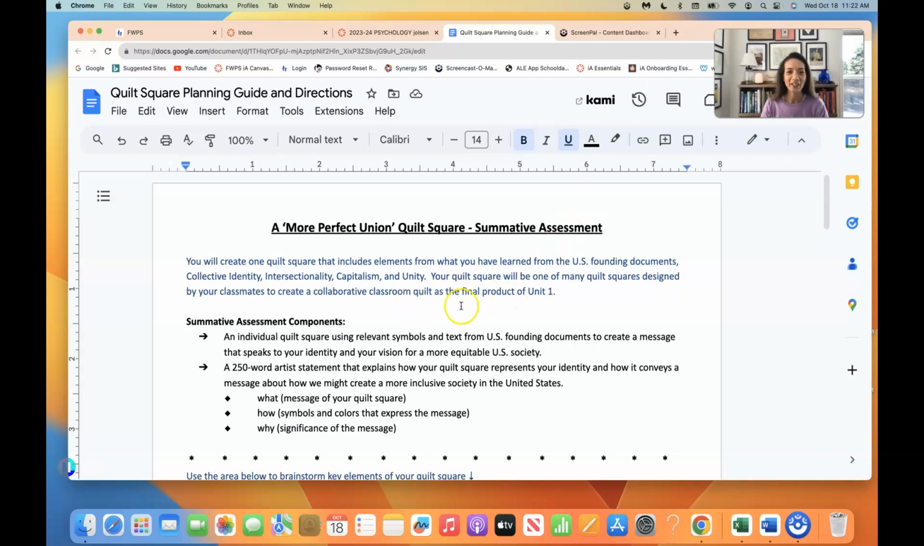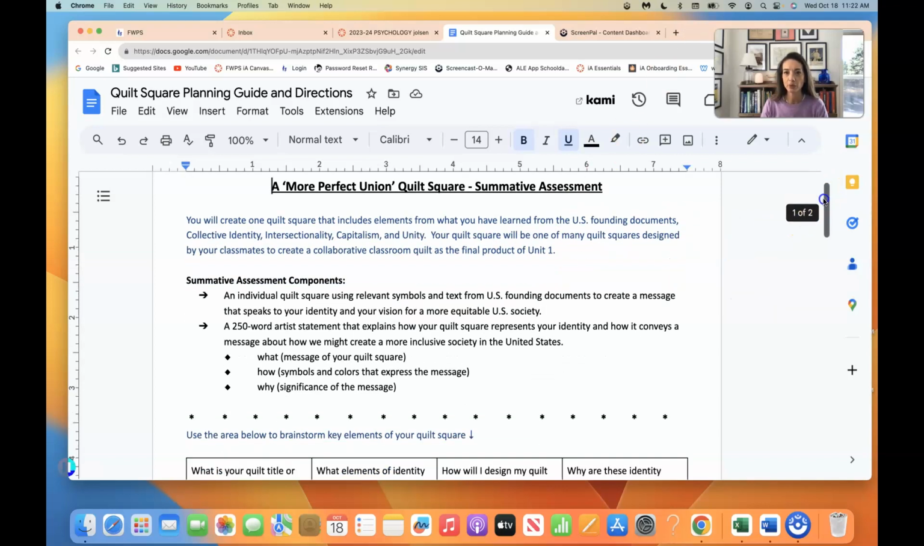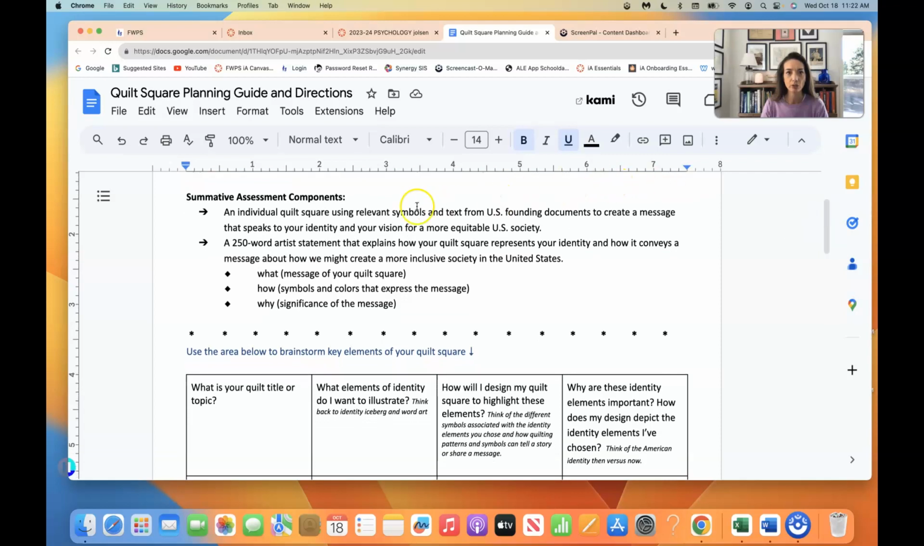Here we go. All right, so on your quilt square, I am going to go to this part of the direction. So there are two pieces that you are going to turn in. And one of those is the actual square that you are creating with your own hand. So piece of paper, colored pencils, markers, that type of thing. And then the artist statement, which is the written portion. So I'm going to break these two parts down. What goes into your quilt square?